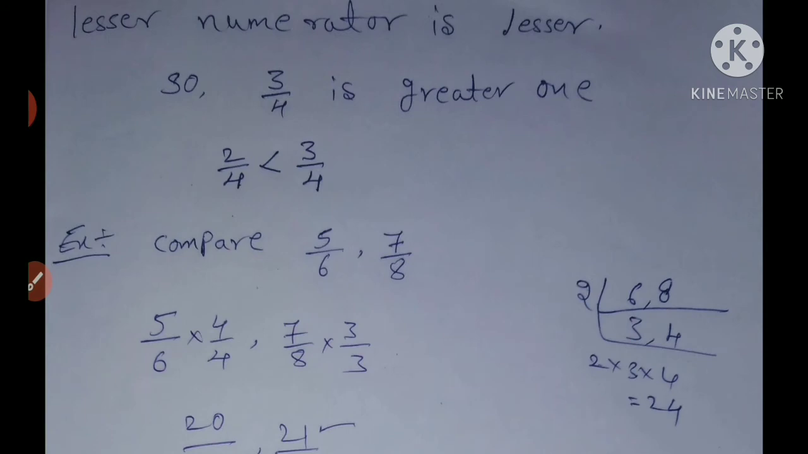Okay, so check the fractions 2 by 4 and 3 by 4. Which one has the greater numerator? 3 is the greater one. So 3 by 4 is the greater fraction. 2 by 4 is the smaller fraction. In this way we need to compare the fractions. See another example.